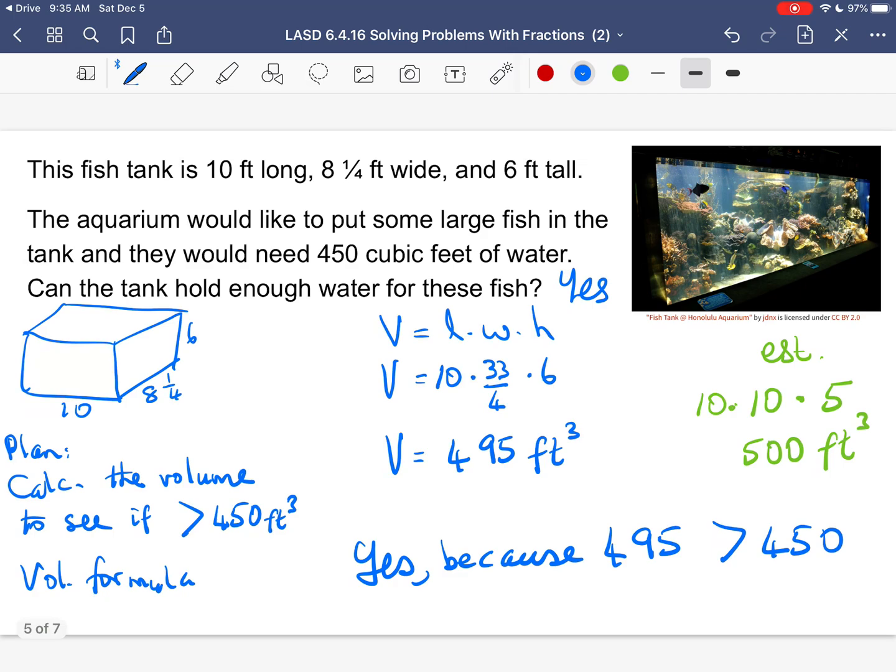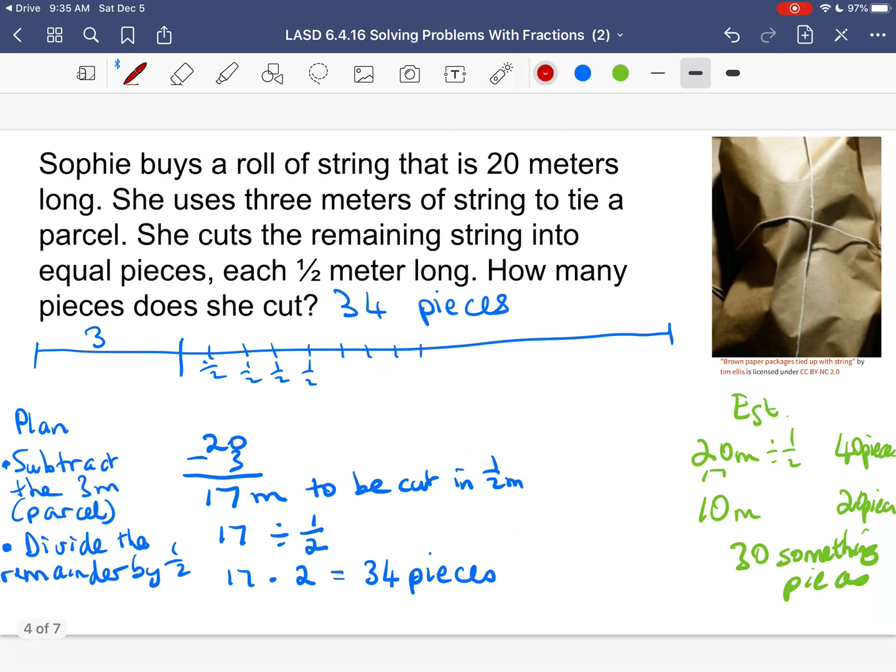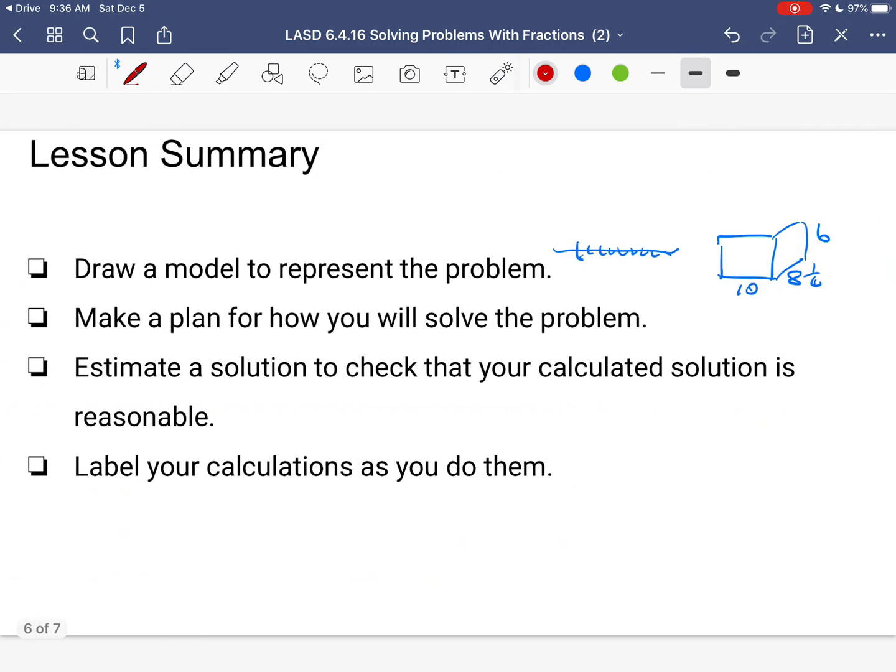Let's look. Here I labelled the units, and I wrote a little note: yes, because 495 is greater than 450. And here I labelled 17 metres to be cut into halves, and then I wrote my answer with the number of pieces, and here I wrote notes like 30 something pieces. I didn't just write 30. So I labelled as I went along, so it can make sense to me when I go and look back over it. That's especially helpful if I make a mistake. I can look for and find my mistake.